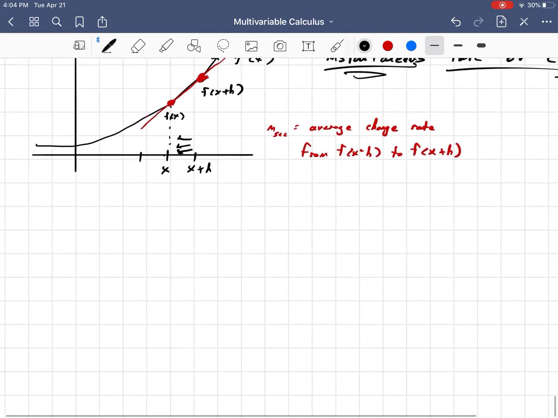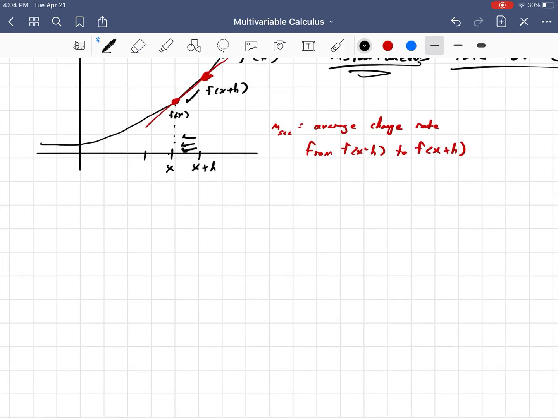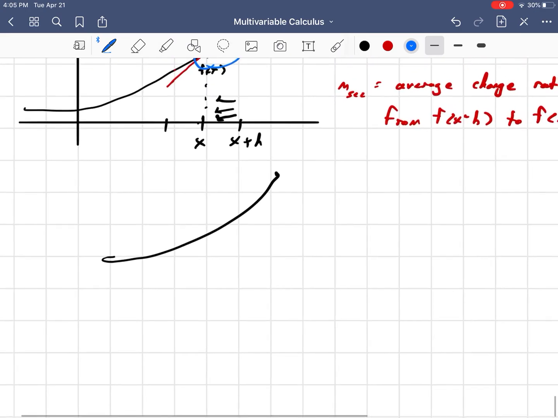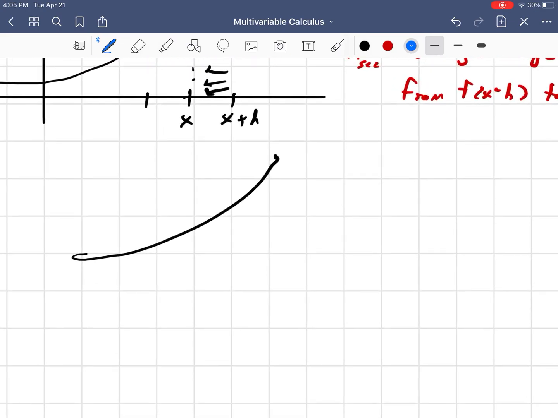Now, what we can do is let h get smaller and smaller. And so what that does is that pushes the point x plus h closer and closer to x. And likewise, it pushes the y value f of x plus h closer to f of x. Now, let me redraw the graph, imagine it's zoomed in.